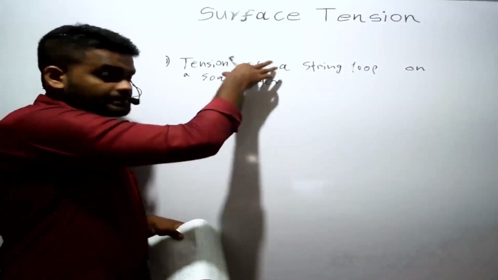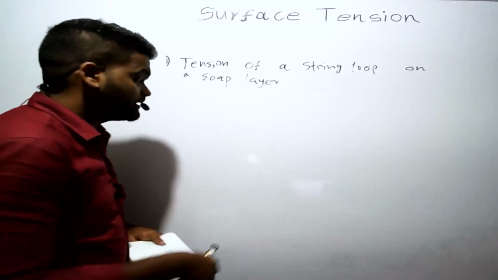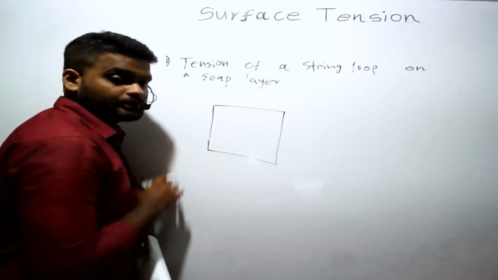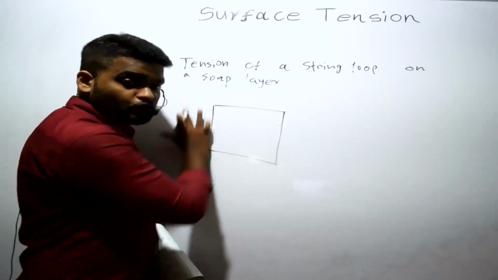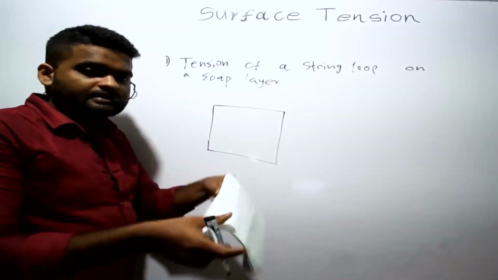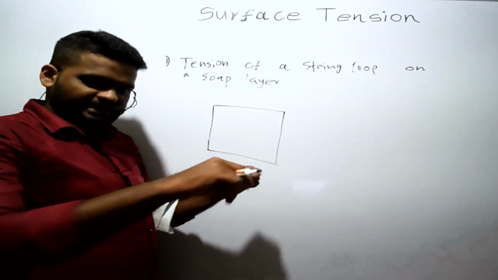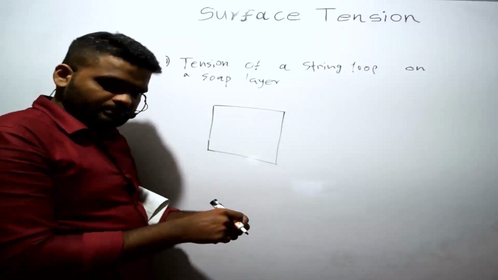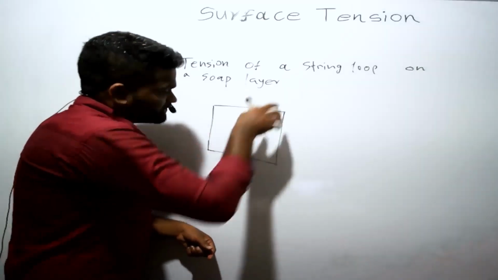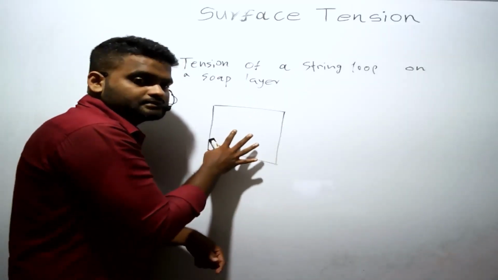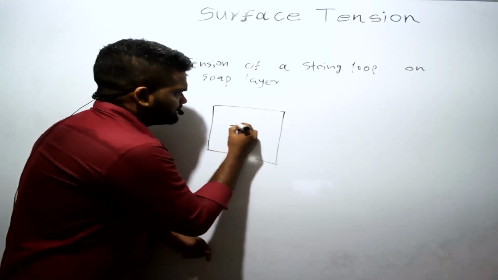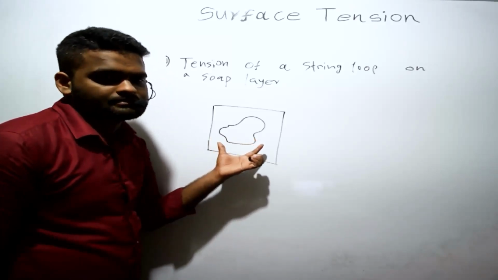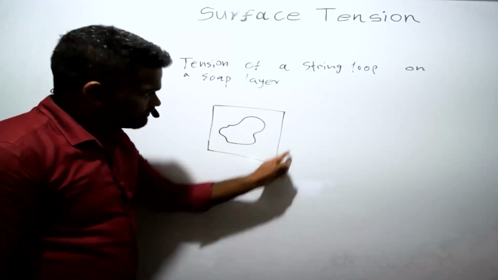So in that paragraph, this is what it explains. You have a wire frame. Then you make a soap layer. Then you get a string loop. What is a string loop like? Take a string and knot the ends, so you can make a loop. Then you just put it on this soap layer. It doesn't have a specific shape. It could take a shape like this.